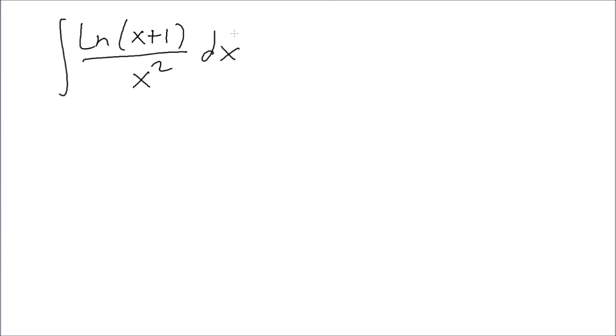ln of x plus 1 over x squared. This looks like I would do integration by parts because I can differentiate ln of x plus 1 and I can integrate 1 over x squared. Alright? I feel like I've done this. Did I do this integral before? I think I'm probably just having deja vu, but I just feel like I did this before.